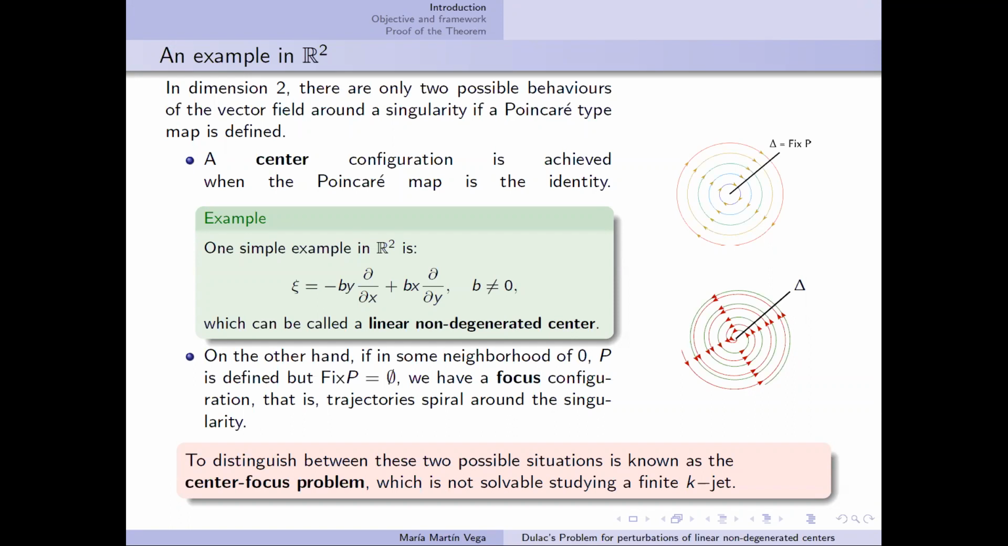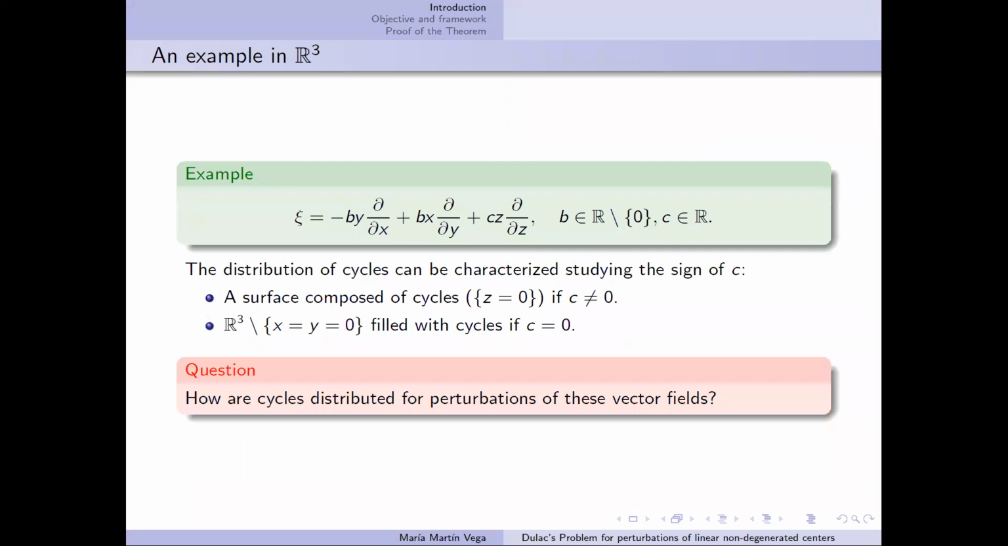It's a classic problem: distinguishing between these two possible configurations is called the center-focus problem. And this is a very transcendental problem, in the sense that it's not solvable just by observing a finite jet of the vector field. To give also an example in R3, we can consider the previous example, which was a linear vector field, and add something in the vertical direction, and then we can study the distribution of cycles.